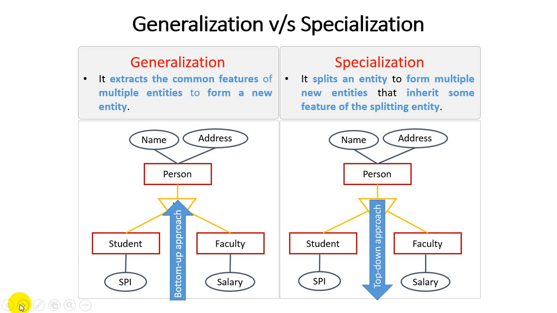So this is the most important concept of generalization and specialization. Through this we can easily define the actual ER diagram and the importance of our ER diagram.